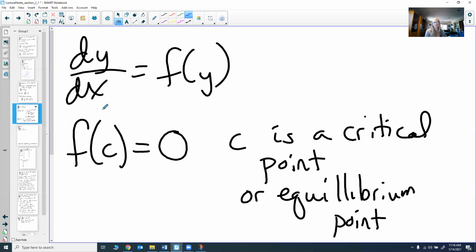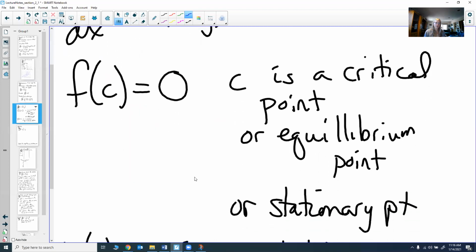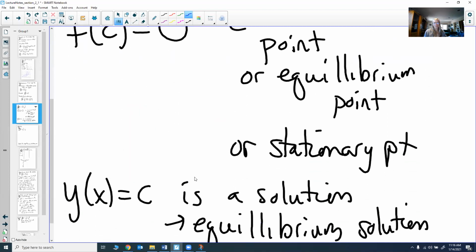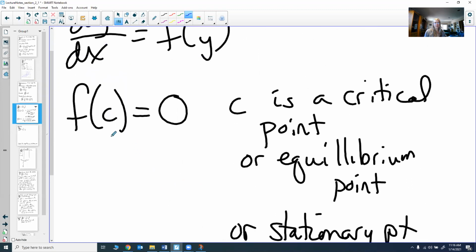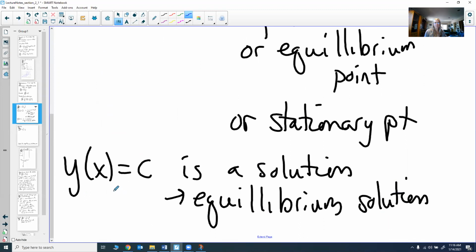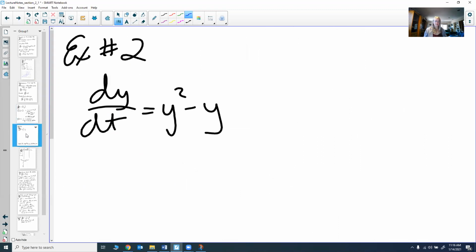That C is your critical point, or we can call them equilibrium points, or sometimes stationary points. y of x equals C is your equilibrium solution. Once you find out what that C is, you can get your y of x equals C as your solution, what we call the equilibrium solution. So let's go ahead and do an example of this.